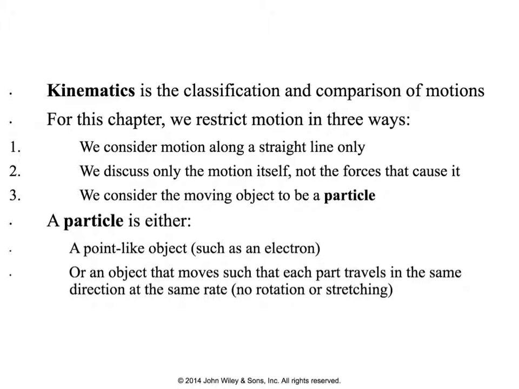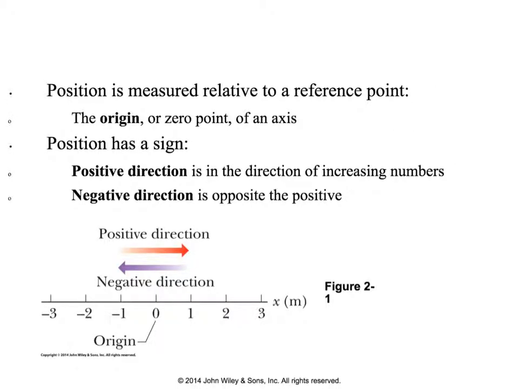When we talk about the position of an object, we're saying that it's the distance measured relative to a reference point. And so we have to have some reference point, and typically that's the origin of our coordinate system, or in one-dimensional motion, it's just the origin of our axis. And so position can have sign. It can have a positive sign or a negative sign.